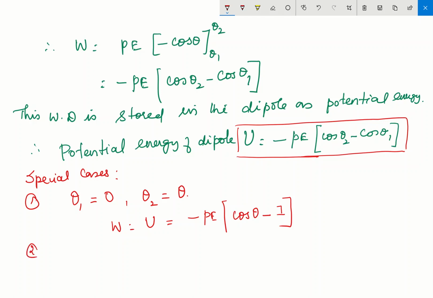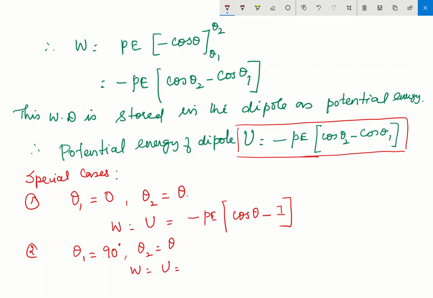Number 2. See, initially the dipole is aligned at an angle of 90 degrees with the electric field. What is theta? Theta is the angle between the dipole moment and the electric field. Therefore, the dipole is aligned at an angle of 90 degrees with the electric field, and from that, I want to turn it through an angle theta. Therefore, what is the work done and what is the potential energy? This potential energy is nothing but electric potential energy.